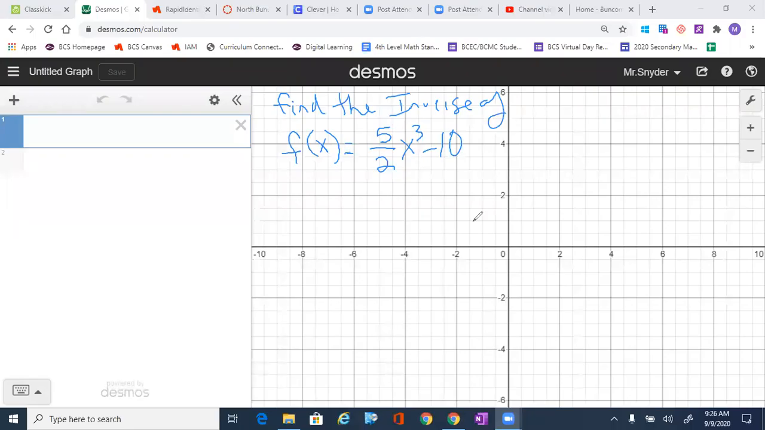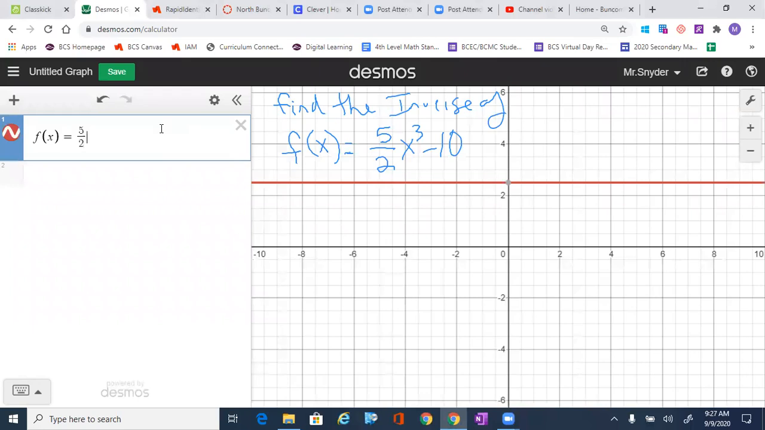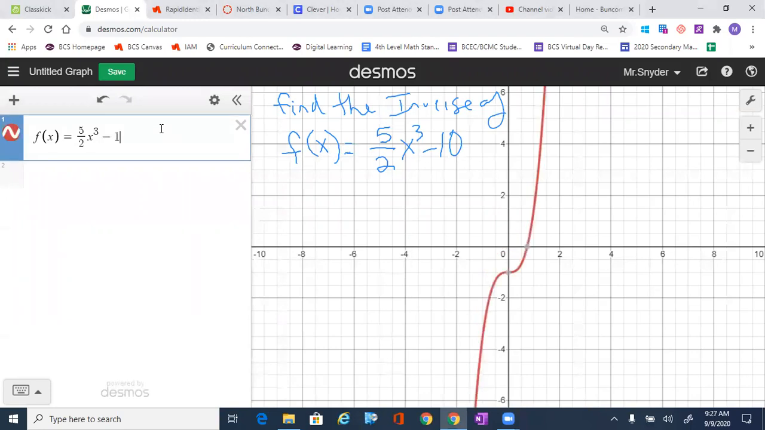All right, last problem before I send you on your way for a little while. It says find the inverse of 5 over 2 x cubed minus 10. I'm going to start it the exact same way I've been doing everything. I plug it in. So I'm going to go f of x equals 5 over 2. I'm going to press over to get next to that fraction, x cubed minus 10.